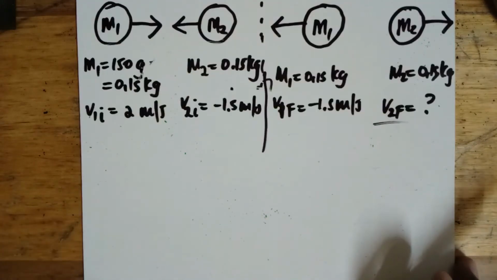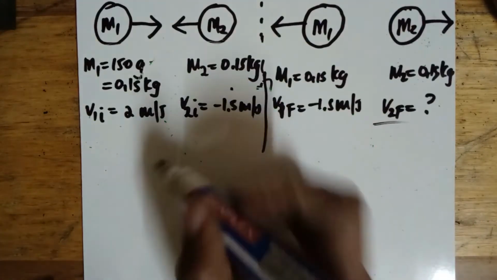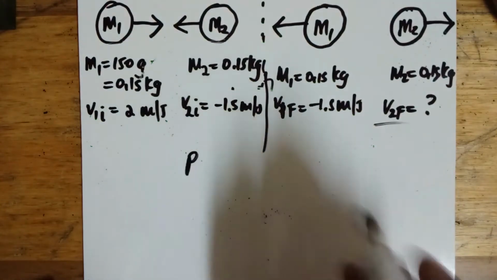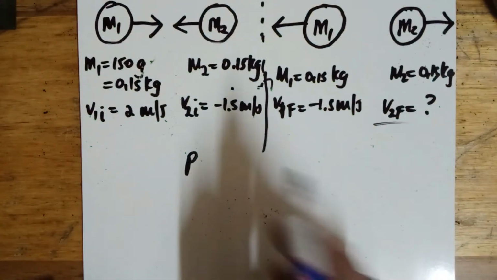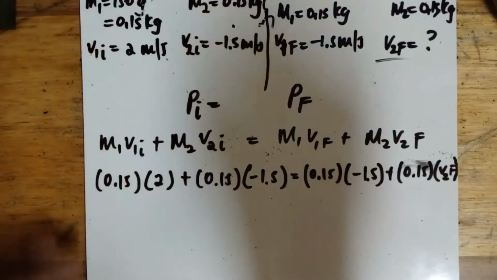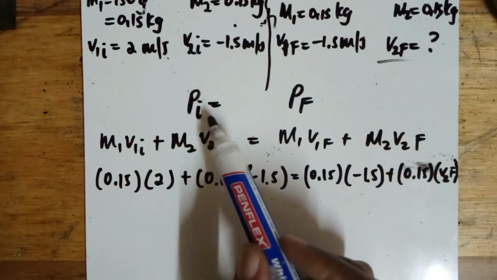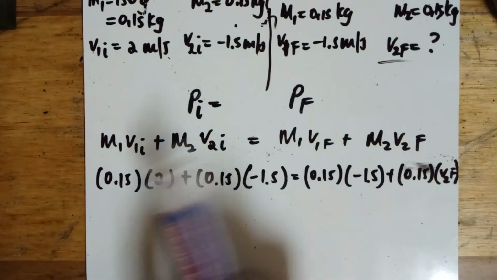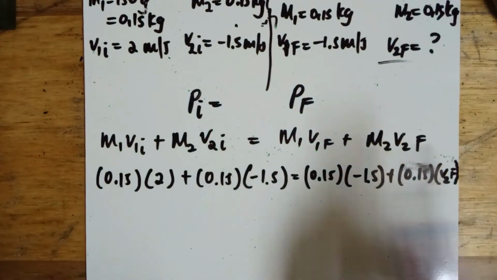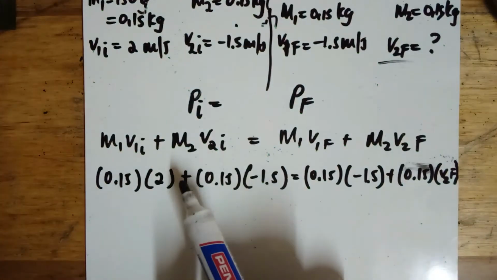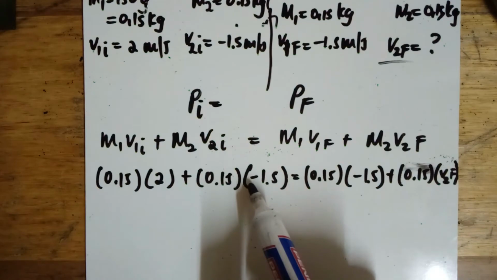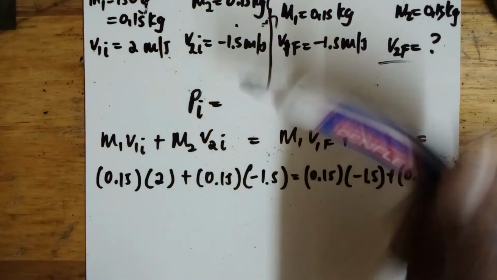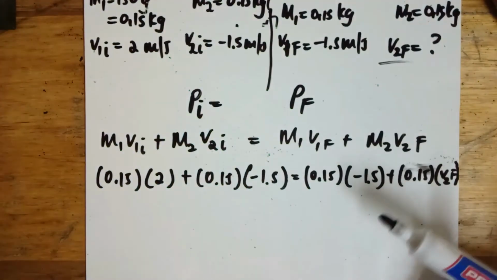Now from here, it's pretty straightforward. We use our formula that the total momentum before and after collision is the same. You're already familiar with this, and we simply substitute everything as it is. Take note that this is going to be negative because this ball was moving to the left, and we said the left is negative.